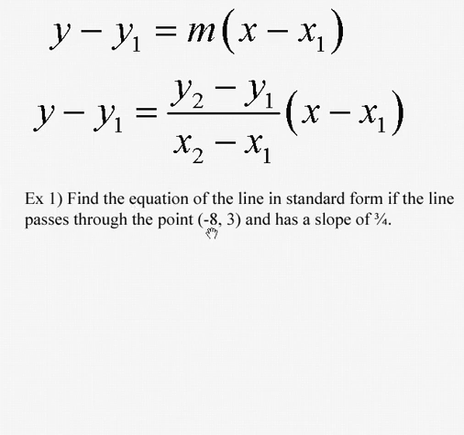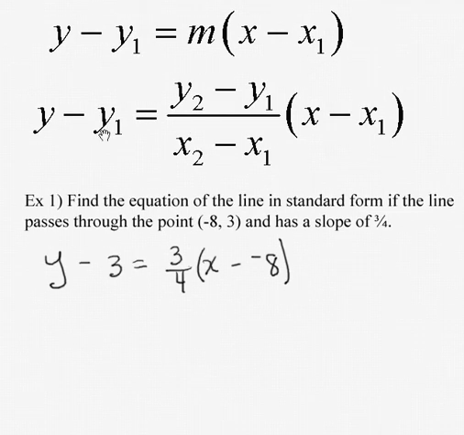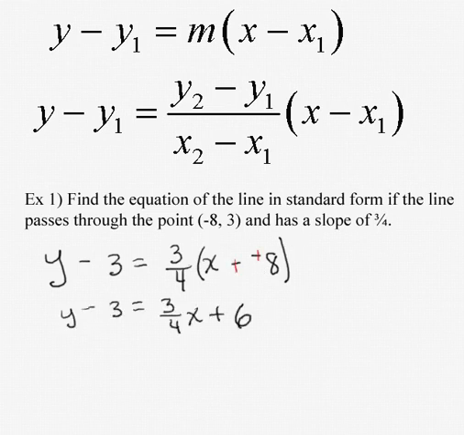So example 1 says we've got a point negative 8, 3. We've got a slope of 3/4. So let's start with the equation where we know the slope and a point. So y minus the y value from the only point we know equals the slope distributed to x minus the x value here, which is negative 8. Don't forget subtracting negatives is the same as adding a positive.